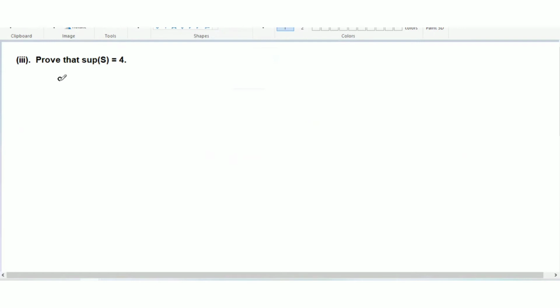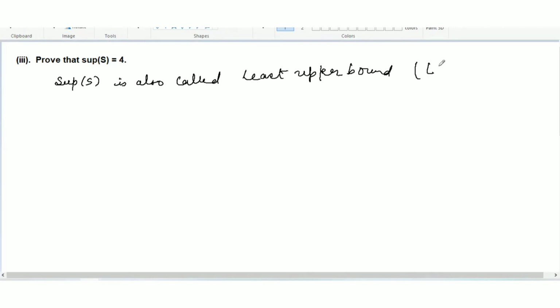So the supremum of S is also called the least upper bound, LUB, which means the smallest of all upper bounds. Let's write down the first function here. The function was 4n over n plus 3, where n belongs to the natural numbers.